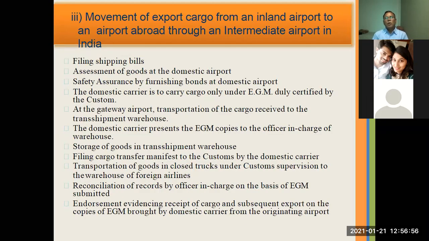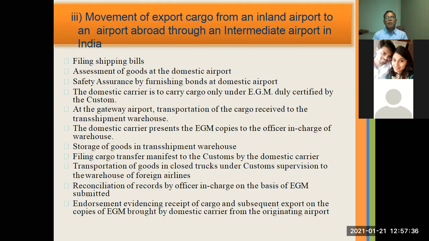Then a similar operation applies to movement of export cargo from an inland airport to an airport abroad through an international intermediate airport in India. So similar steps are there. Filing of shipment, assessment of goods at the domestic airport, then safety assurance by furnishing a bond at the domestic airport. The EGM is filed and certified by the customs department. At the gateway airport, the cargo received is transported to the transshipment warehouse, that is the airport warehouse. Then the domestic carrier presents EGM copies to the officer in charge of the warehouse. Then the goods are stored in the transshipment warehouse.